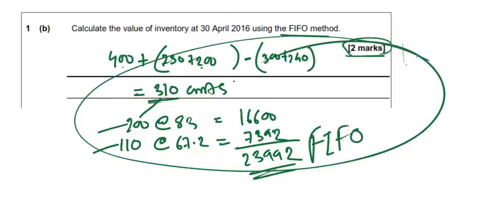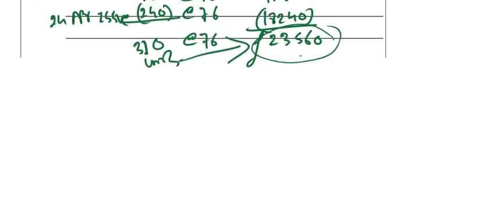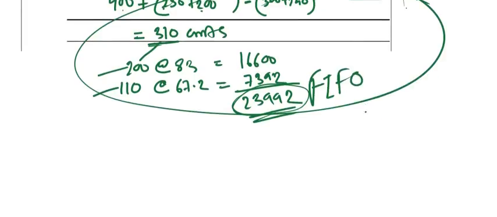Okay guys, that's how you do it. Just one more minute I will take. If you can see, it's 23,992 under FIFO and 23,560 under AVCO. If your FIFO closing inventory is higher, your profit for the year, or gross profit, will be higher. We have other videos to prove it.